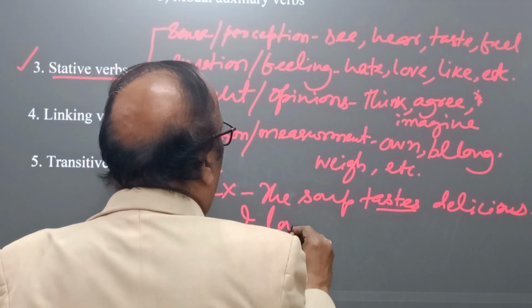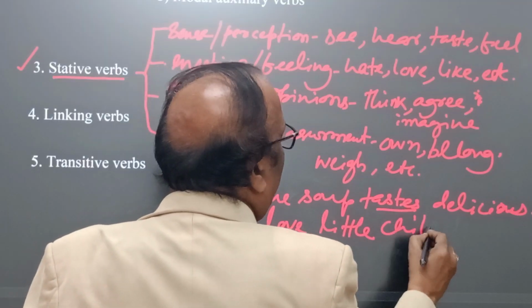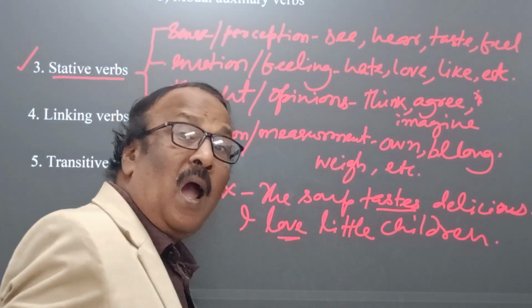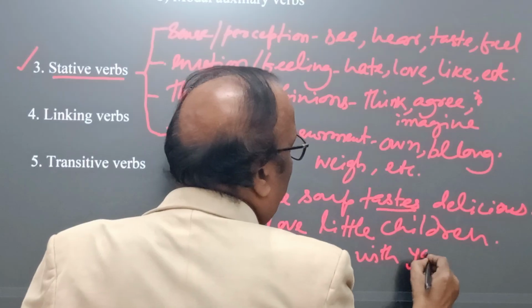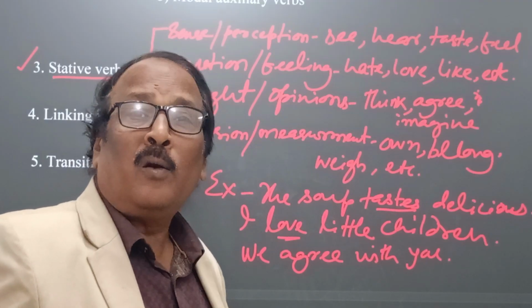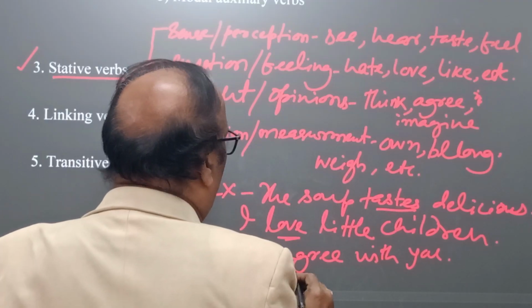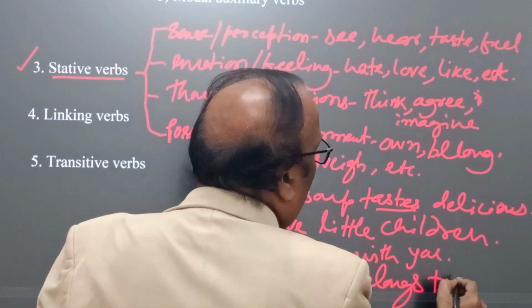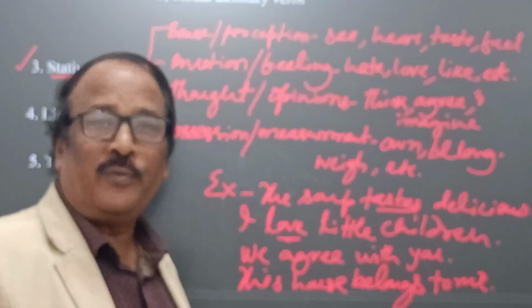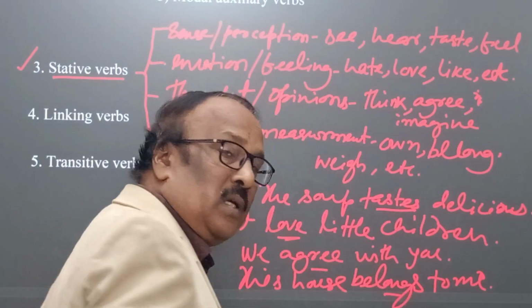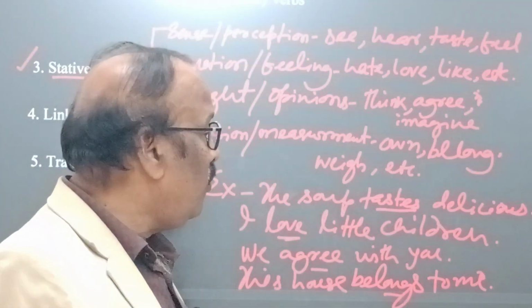Similarly, I love little children. We cannot write I am loving. We agree with you. We are agreeing is wrong. This house belongs to me, means I am the owner of this house. We cannot write this house is belonging to me.